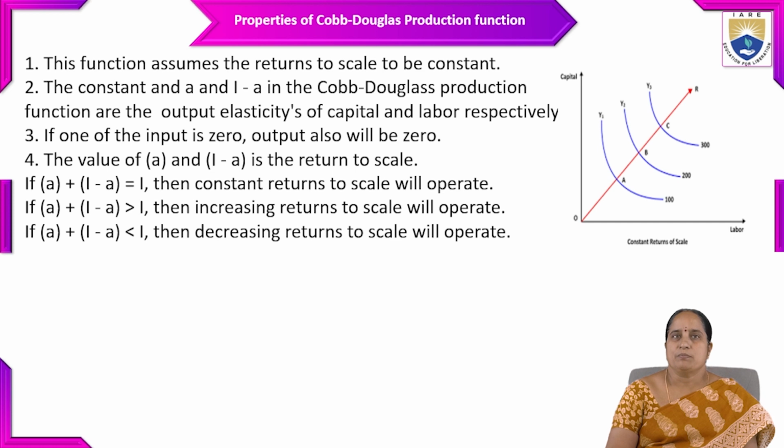If α plus (1 minus α) is equal to 1, then constant returns to scale will operate. If it is greater than 1, then increasing returns to scale will operate. If it is less than 1, then decreasing returns to scale will operate. The same we have exhibited in the graph.